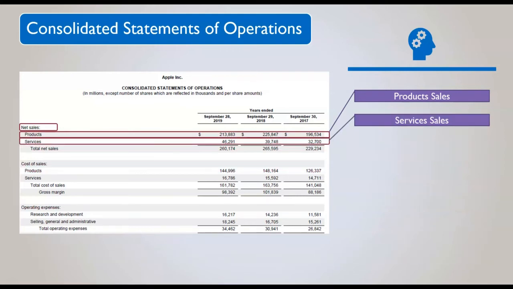The next line item we see is called services. So net sales for services includes the revenues from Apple's digital content stores and streaming services, Apple Care, licensing, and other services. Total services sales went up from $39.7 billion in 2018 to $46.3 billion in 2019. So we can see that whereas sales went down for products, Apple made up for that partly through its services.